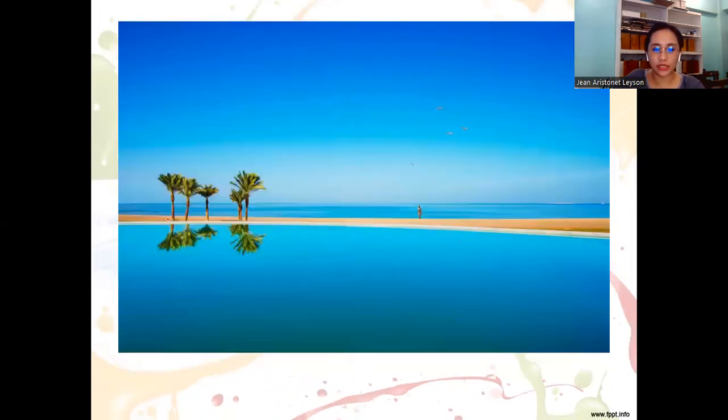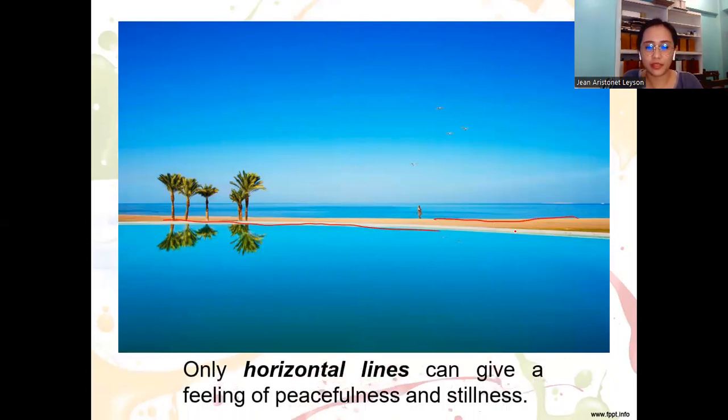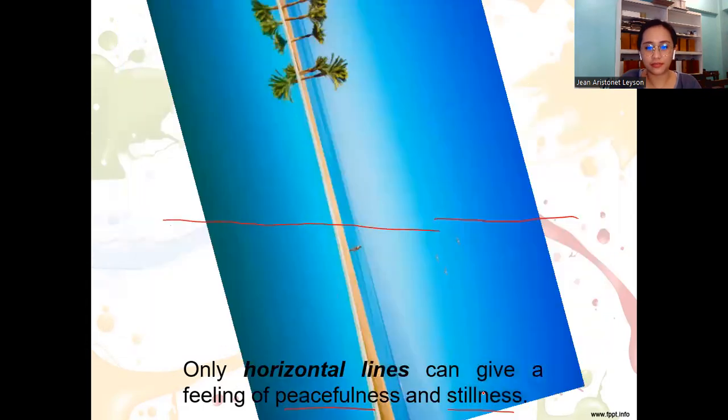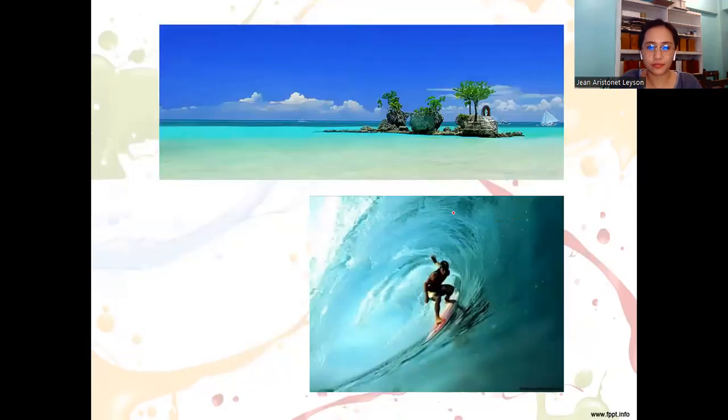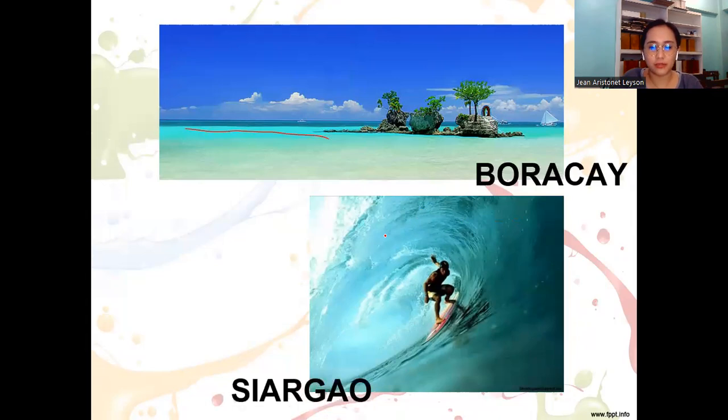In this artwork right here, you can see horizontal lines. So that would be a symbol of serenity. Horizontal lines can give a feeling of peacefulness and stillness. In this one right here, you can see horizontal lines. These are artworks that are representations of Boracay and Siargao.